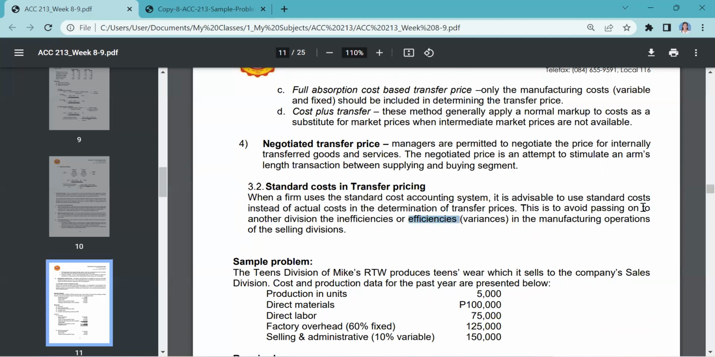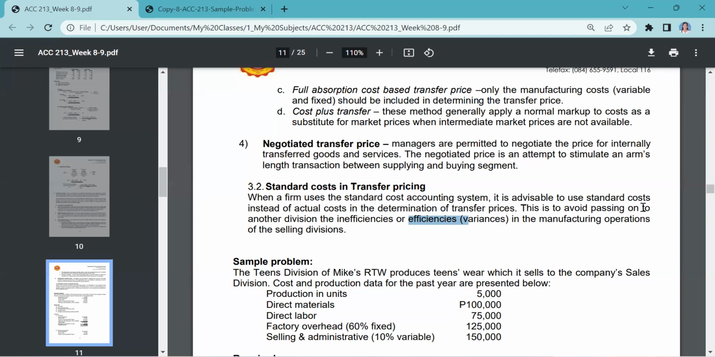So as much as possible, we want to use standard cost in determining the transfer prices so that we don't consider the inefficiencies or efficiencies. Because maybe the reason it is too expensive is that the selling division incurred unfavorable variances, or maybe credit to them is why their selling price is cheap. So the efficiency will be forwarded, and the other division will experience it too, which will of course cloud and tarnish, so you can't determine the actual performance of the buying department.